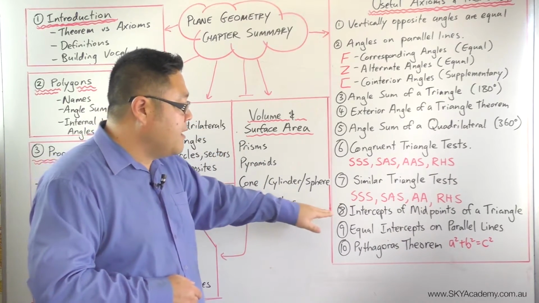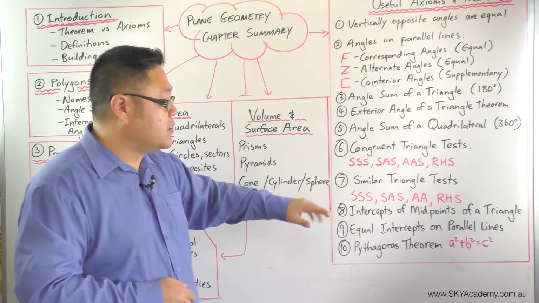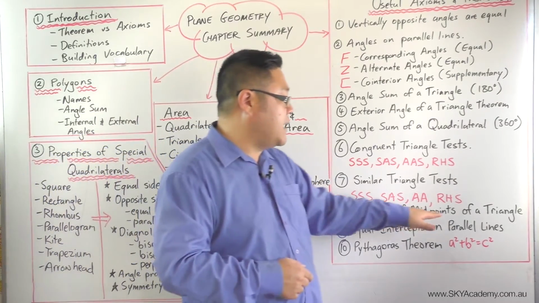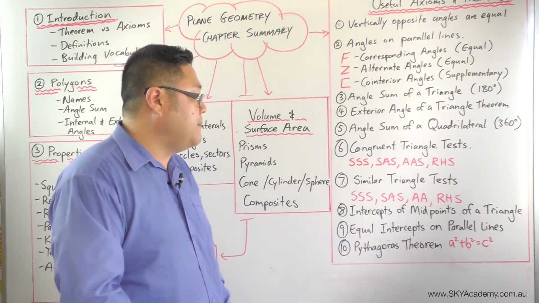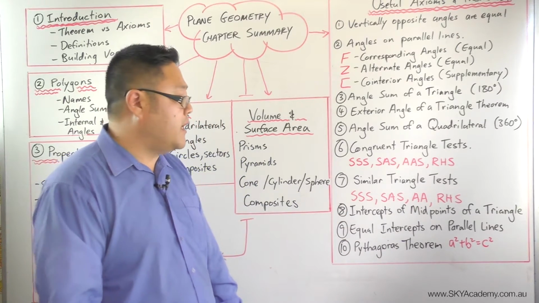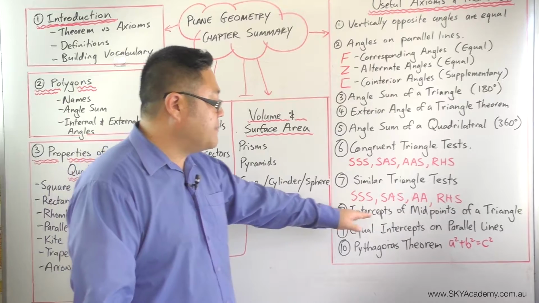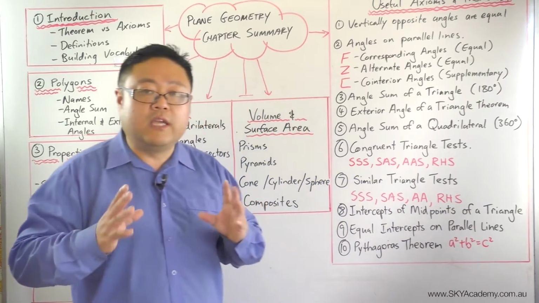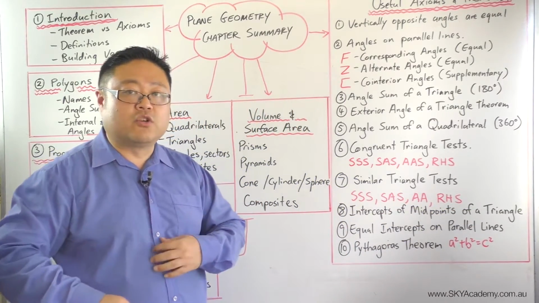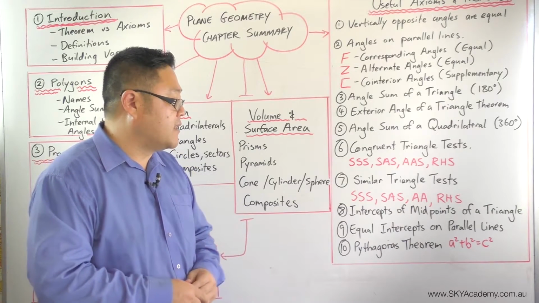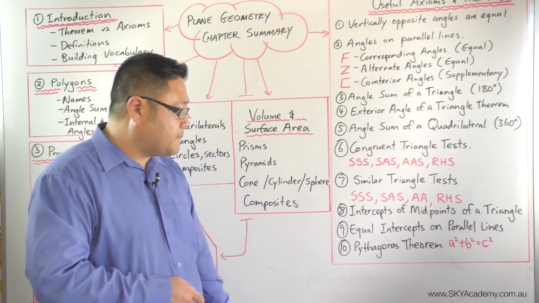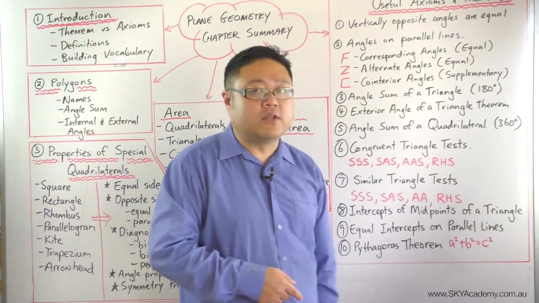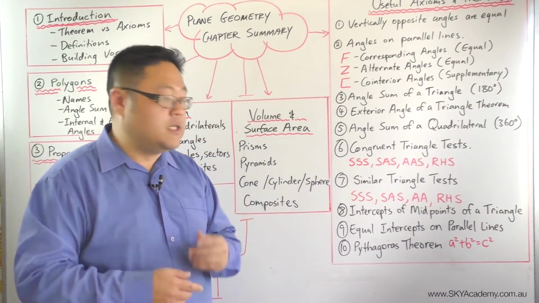The other thing we then were able to do was to work out that the intercepts of the midpoints of a triangle are going to be in equal ratio. In other words, the intercepts of the midpoints of a triangle will give you two similar triangles, where you've got a scale factor of 1 to 2. So the intercepts of the midpoints of a triangle will give you two similar triangles.